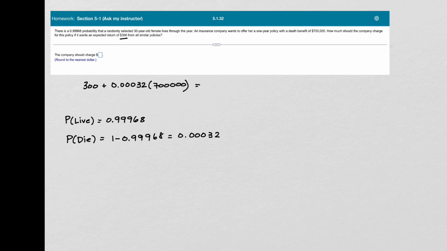And when we do that, we get $224. So 300 plus 224 gives me $524. So that's what the insurance company would want to charge for the policy in order to cover the occasional policy that they have to pay out, but mainly they're going to be able to keep the money, and on average they'll end up with about $300 per policy. So that's how we do that problem.